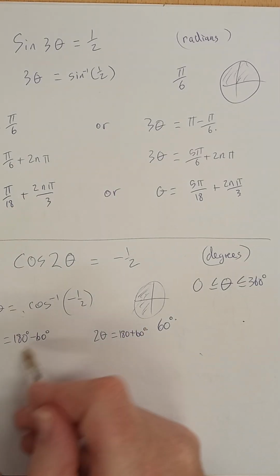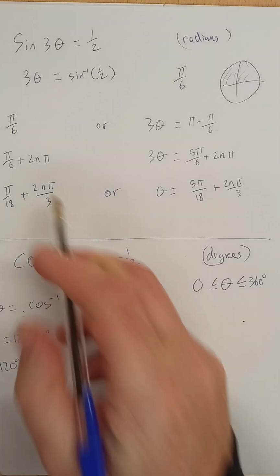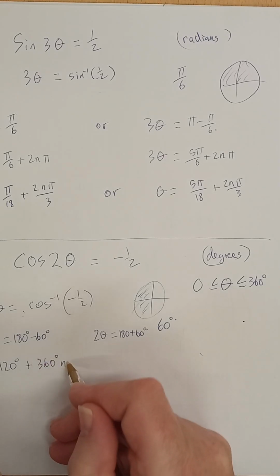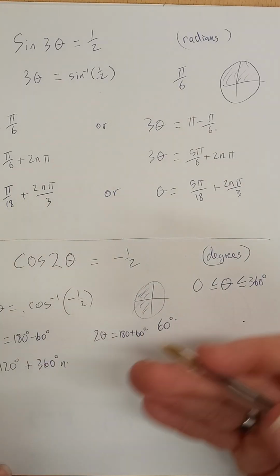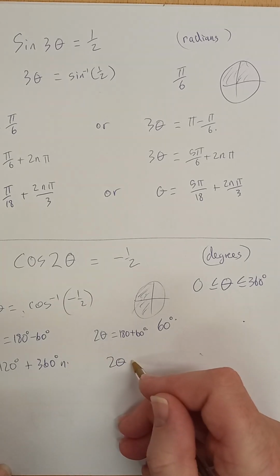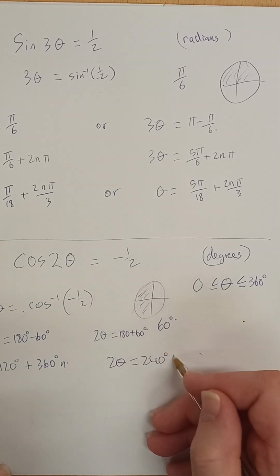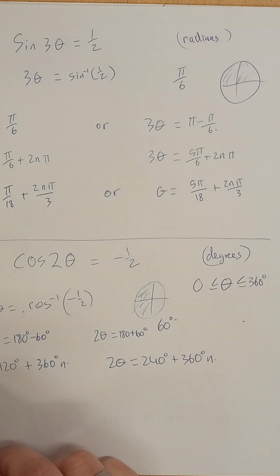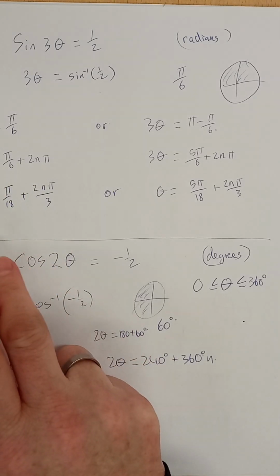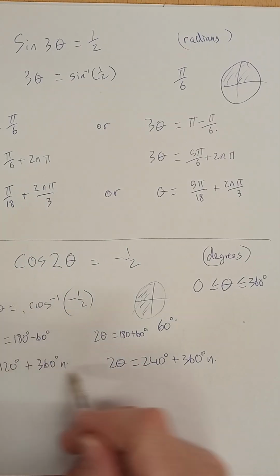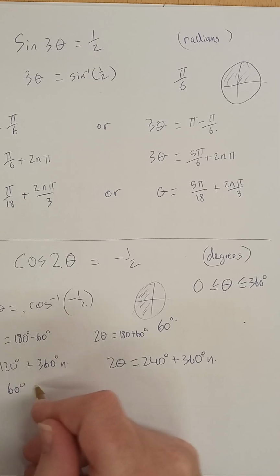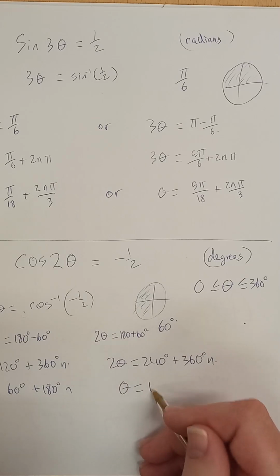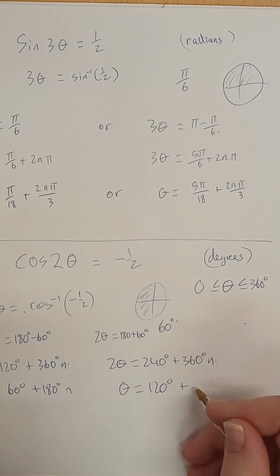2 theta is going to be 120 degrees plus, now here we wrote 2n pi, here we just write 360n. It's the same thing, just in degrees. Same thing here, 2 theta is equal to 240 degrees plus 360n. Now, same as before, what's the next step? It's to get theta. So theta is equal to, divide everything by 2, 60 degrees plus 180n. And this theta is equal to 120 degrees plus 180n.